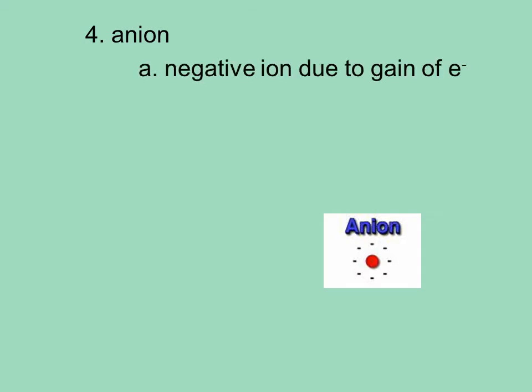So anions are negative due to the gain of electrons. A refresher that atoms are neutral, so if they gain electrons, they're going to become negative because there are more electrons, which are negative, than protons, which are positive in the nucleus. Since they're gaining electrons, they're usually larger than the neutral atom they started with. Because they gain electrons, they get bigger.